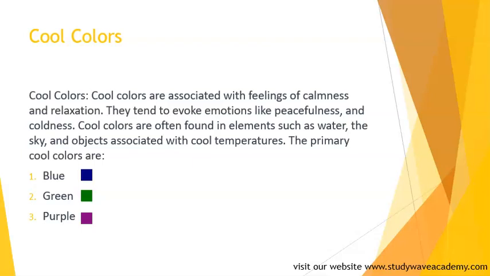The primary cool colors are blue, green, and purple. Remember, the warm colors are red, orange, and yellow. So the cool colors are blue, green, and purple. Okay? Good. I hope we understood that.